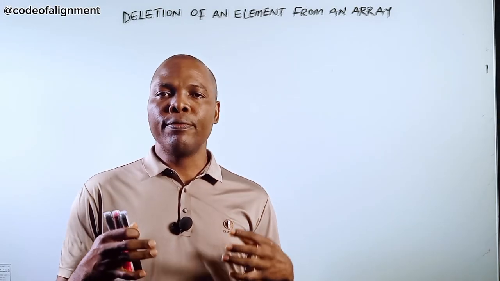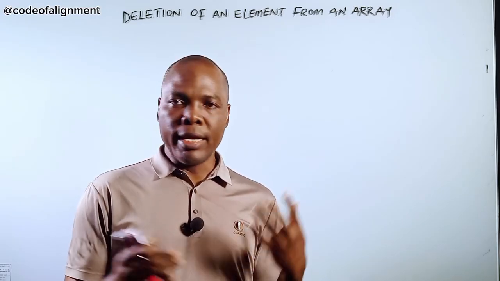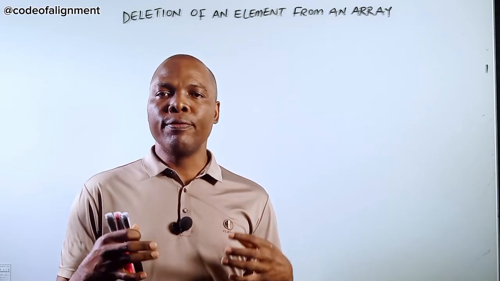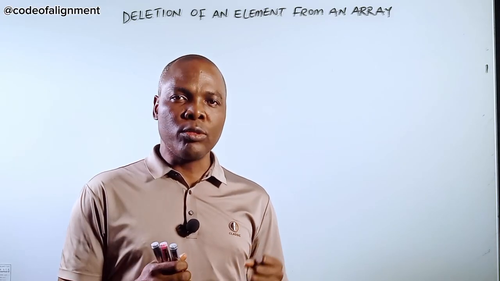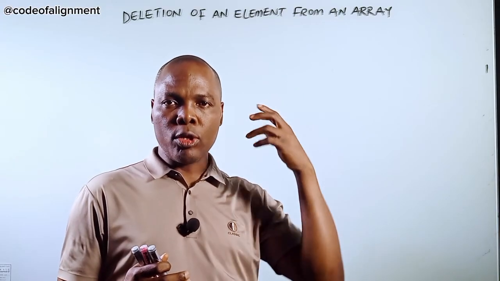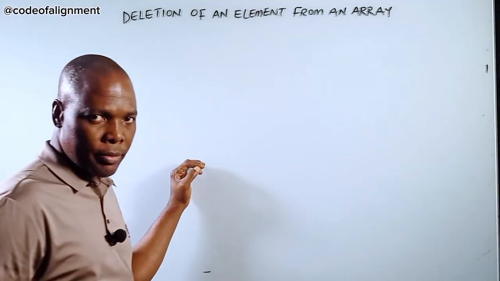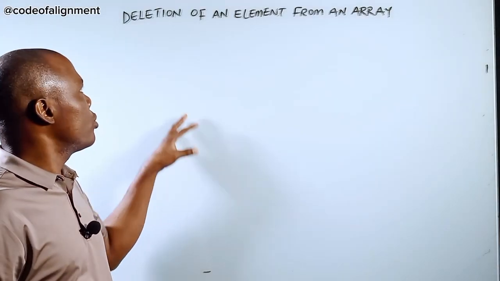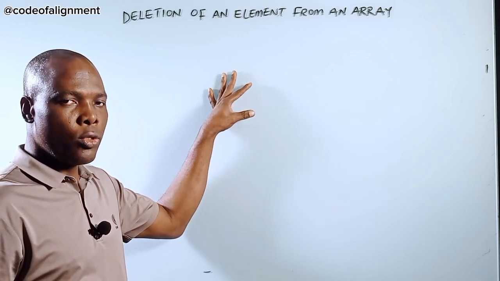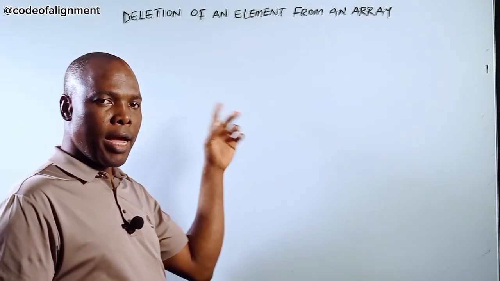We are still on data structure and algorithm. Now, what determines the type of data structure you are going to use will be the type of task that you want to perform. If you expect to do a lot of insertion, then an array is not the best. And also, if you want to delete, an array is also not the best. But today I'm going to show you how to delete an element from an array. So still using C programming language to implement this class.